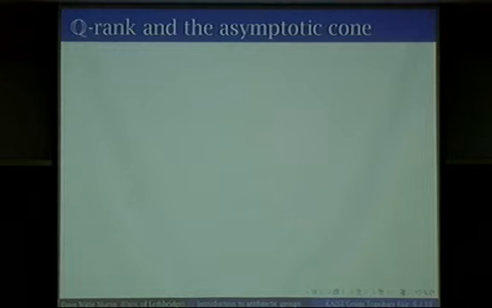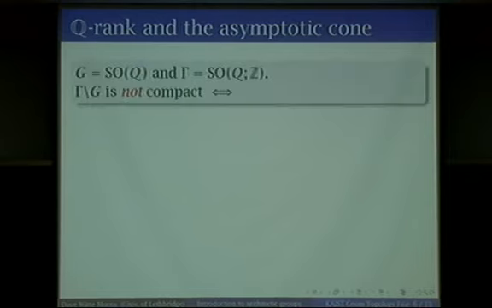This is the second of the three main topics today. I want to talk about Q-rank. I think it's something very interesting, mainly because it's purely algebraic. It's something that all algebraic group theorists know about, but it also means something purely geometrically. You can define it geometrically as well. So let me explain what it is.